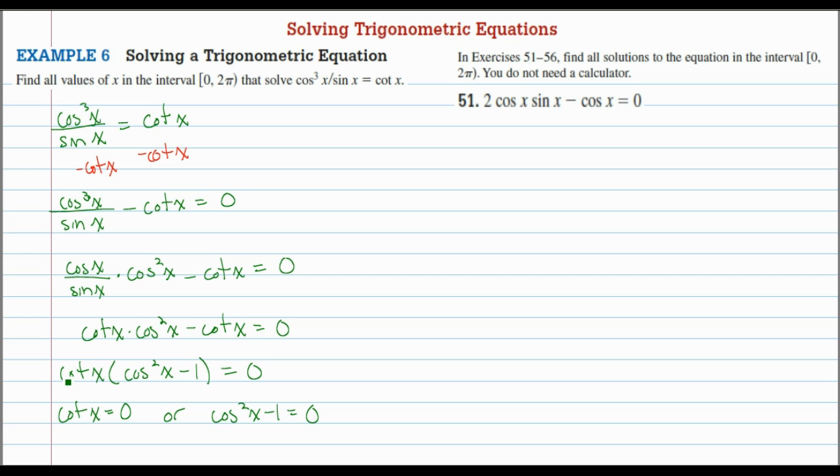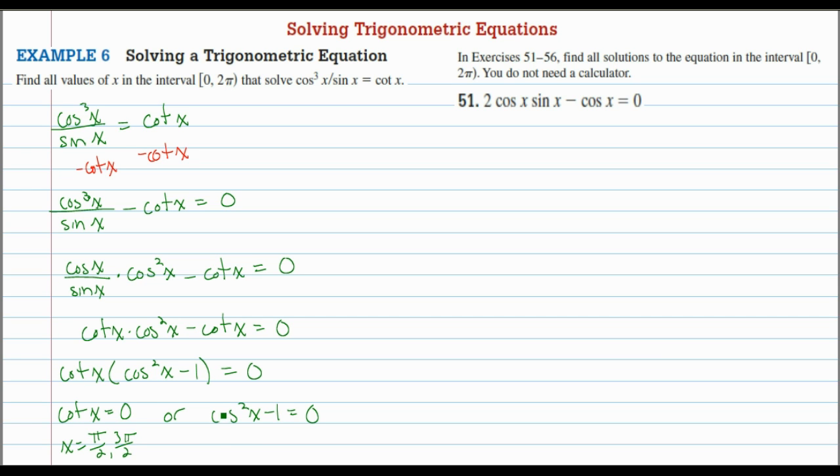Let's see, cotangent of x is 0. Cotangent is cosine over sine, so when cosine is 0, cotangent is 0. That's going to be pi over 2 and 3 pi over 2. The directions say we only have to worry about angles between 0 and 2 pi, not including 2 pi. So we could go with this pattern forever, but we're not gonna.